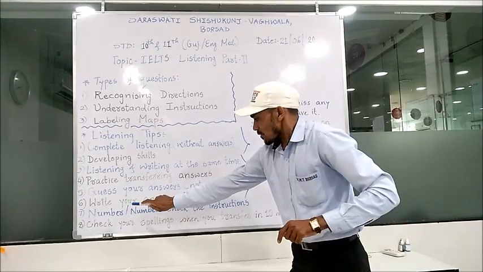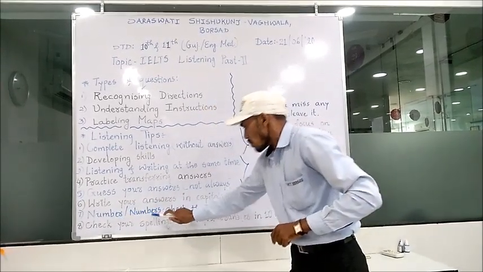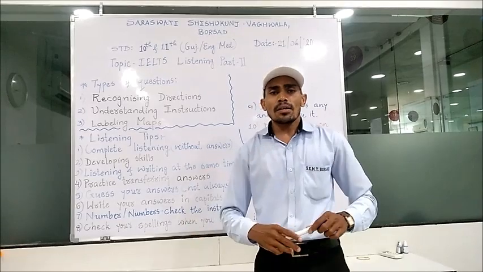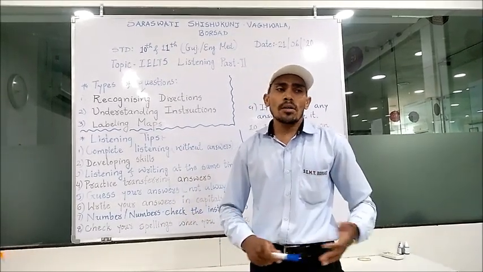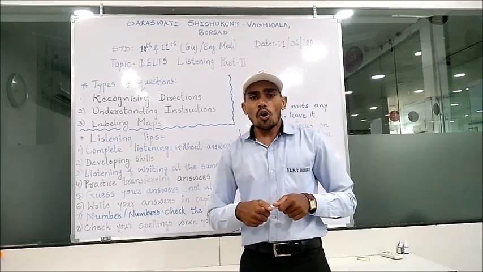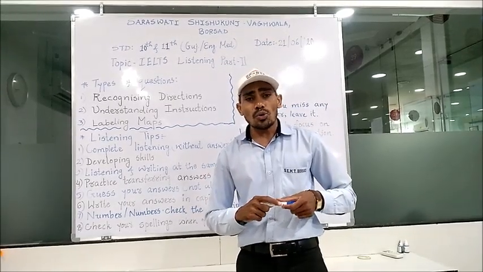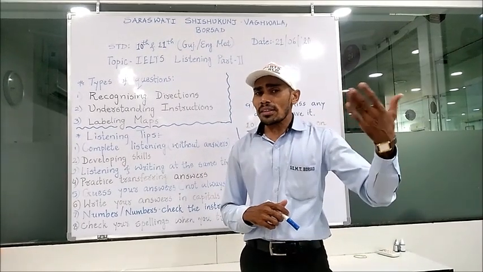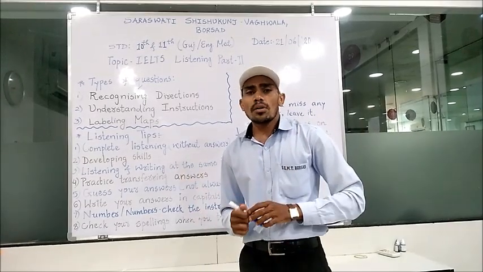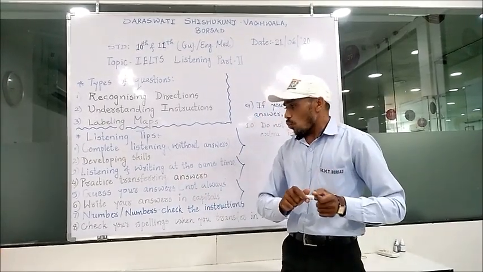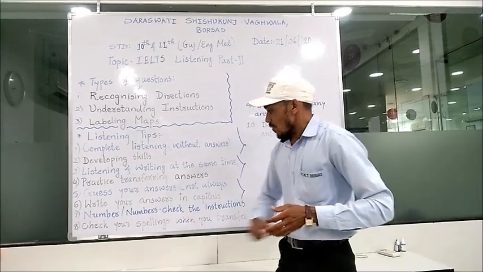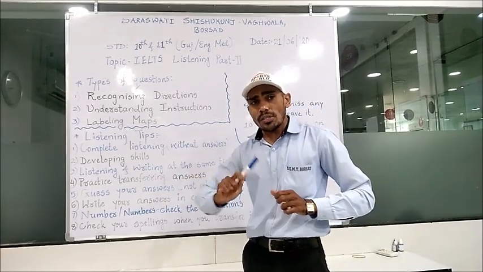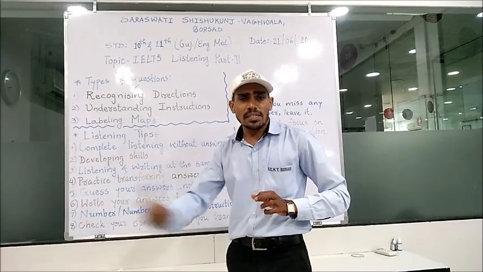The seventh strategy we have over here is number or numbers. Check the instructions. When you start listening, it is clearly said whether it is number or numbers. Many times students get confused by not listening to the instruction properly, and instead of number they write numbers, and when they have to write numbers they write number. So we need to be very careful while writing answers, whether it is number or numbers. Only then are you able to get it. So what we need to do is listen very carefully. All the instructions are given to you.